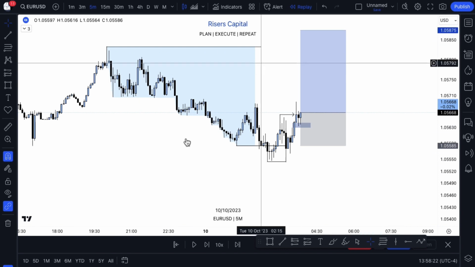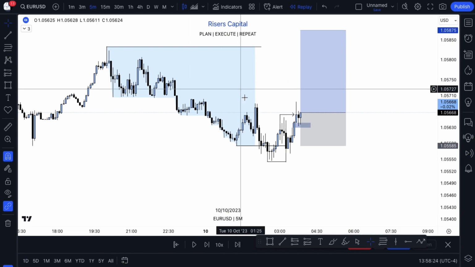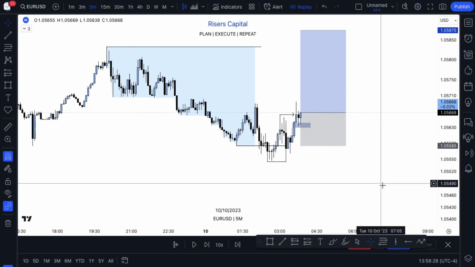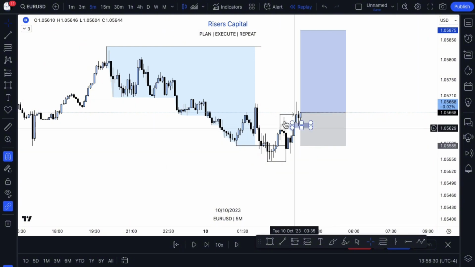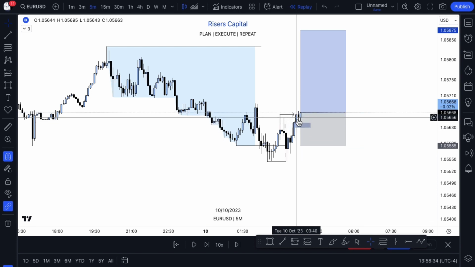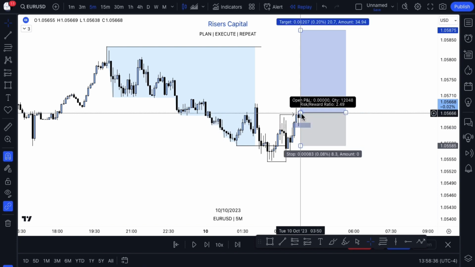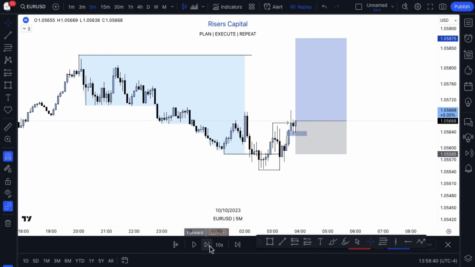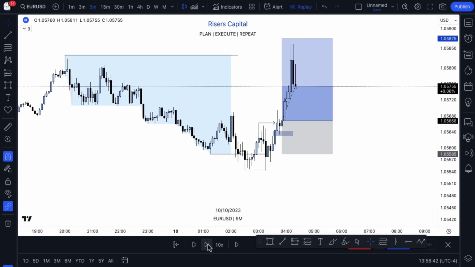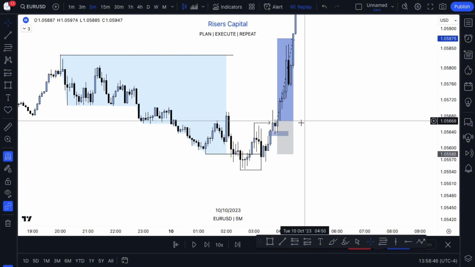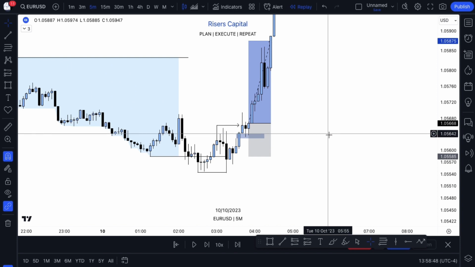But this in and of itself is very powerful. Okay, don't get it twisted. This in and of itself is very, very powerful. So we had the market structure shift. We had this fair value gap. Price came into this fair value gap, moved away, and now we'll see what price does. And boom. TP hit. Nice 2.5 R.